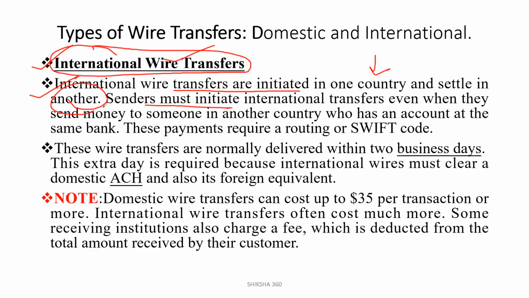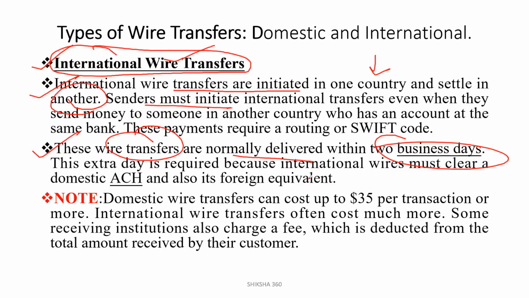What is the important point? How many days generally? These wire transfers are normally delivered within 2 business days. This extra day is required because international wires must clear a domestic automatic clearing house, ACH, and also its foreign equivalent. Conversion of currency also takes place here.